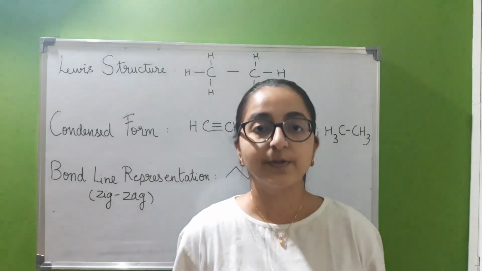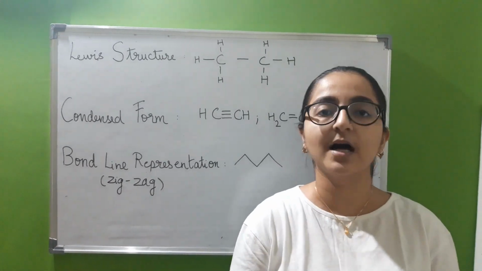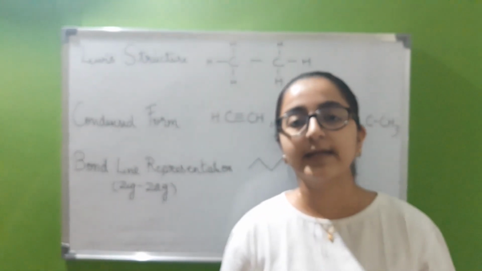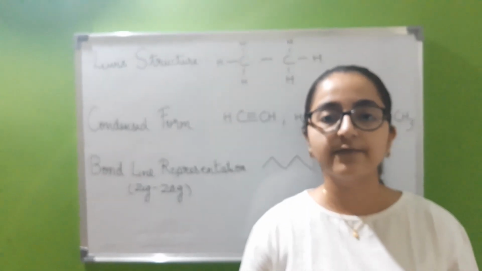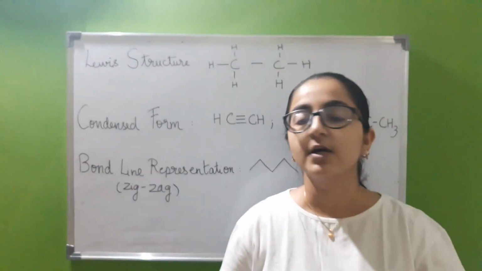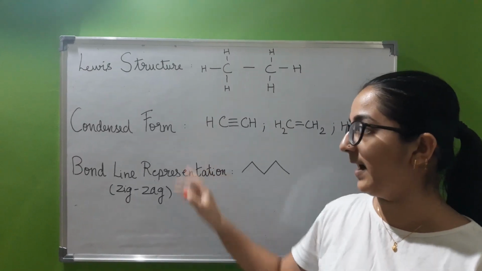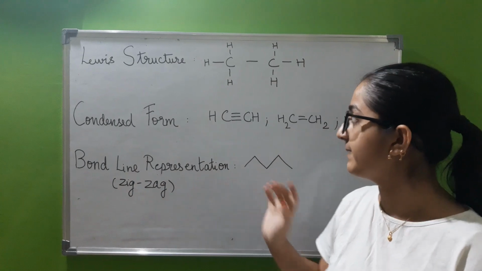Okay, so I hope you are all pretty clear on the concept of hybridization in carbon compounds. Now let's look at the representation. We can represent carbon compounds in 2 forms: one is the 2D form and the other is the 3D form. Looking first at the 2D form, we can represent it in 3 manners: the Lewis structure, the condensed form, and the bond line representation.